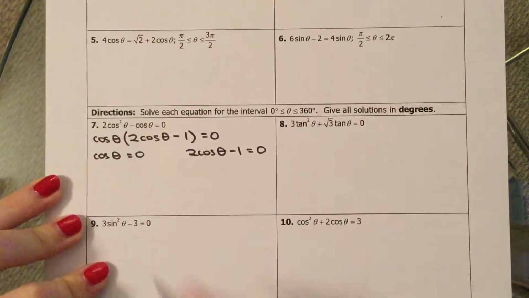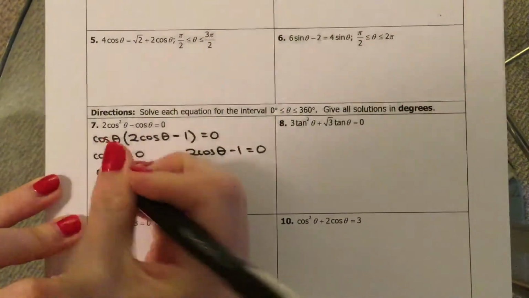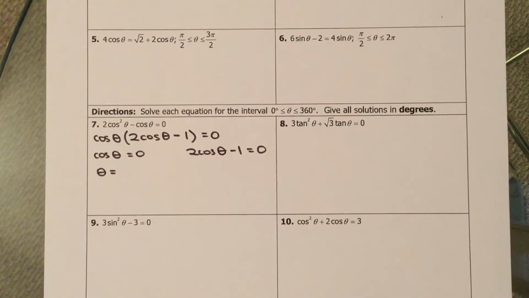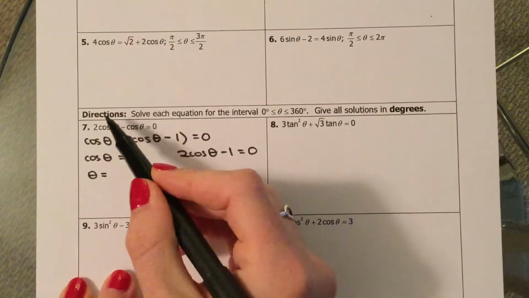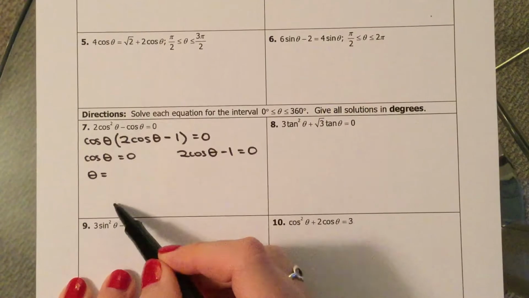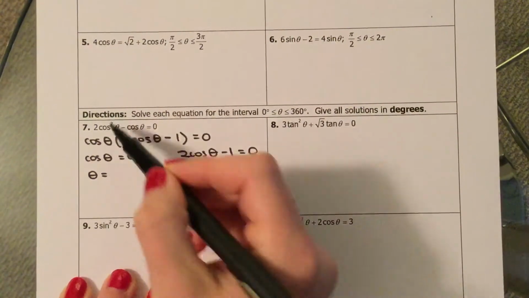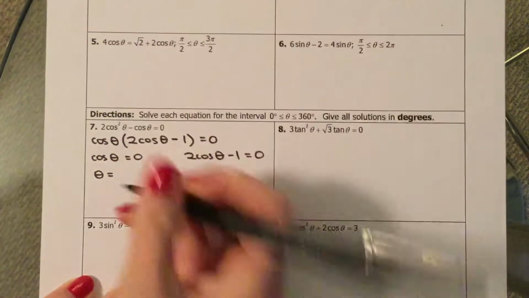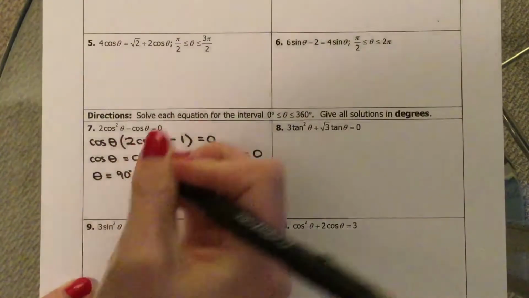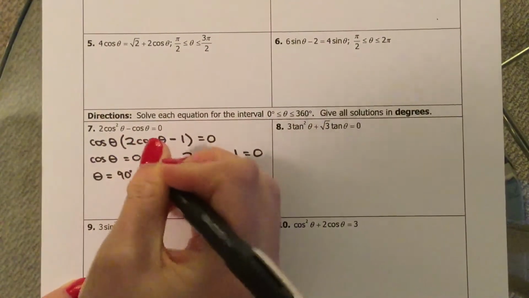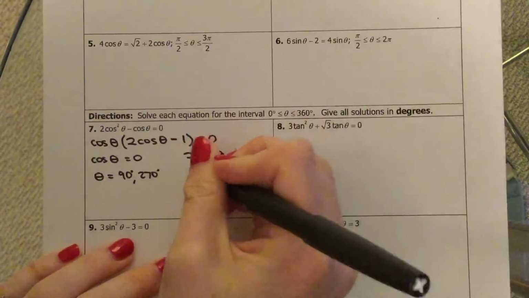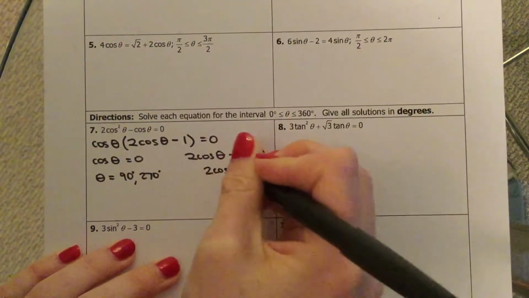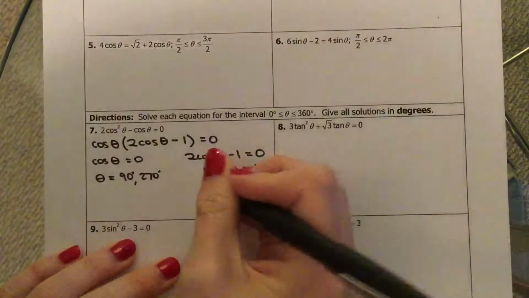So the first one is ready to go. So cosine of theta, remember that's the x-coordinate. So where the x-coordinate would be 0, think of that. That's the top of the circle and the bottom of the circle. That's where the x-coordinate would be 0. The top of the circle in degrees is 90. Bottom of the circle is 270. So you've got those.